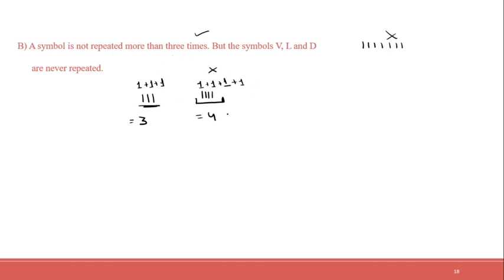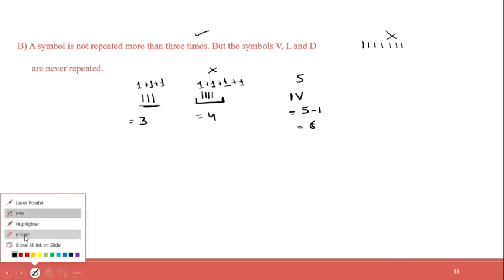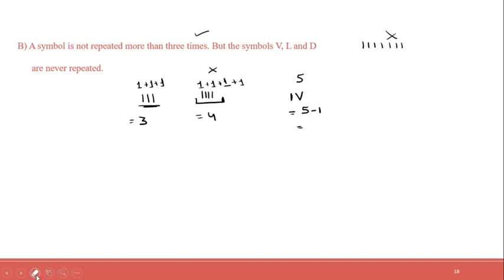So how will we write 4? We will write a 5 here. That means V is equal to 5. Remember? V is equal to 5. And we will write 1 on its left. That means 1 on the left of 5 means 5 minus 1. This 1 will be subtracted. So 5 minus 1 is 4. So this is the way to write 4 and not this.